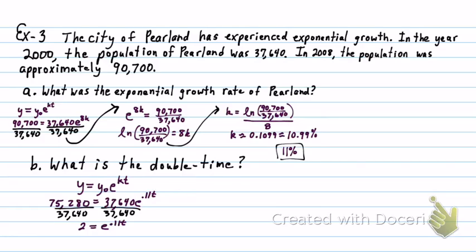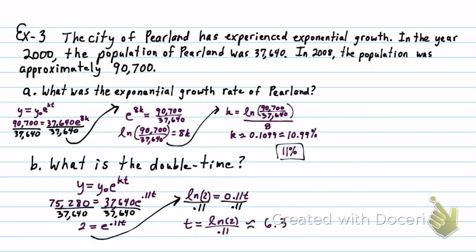So we have an equation in exponential form. Let's go ahead and put it in logarithmic form. And we still need to get rid of that 0.11. So we divide each side by 0.11. So t is going to equal natural log of 2 divided by 0.11, which is about 6.3. So our final answer here is 6.3 years.